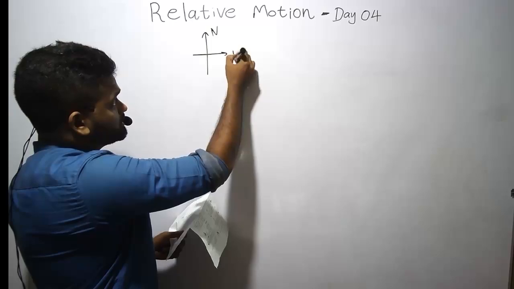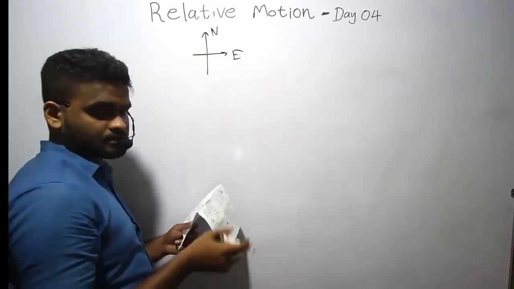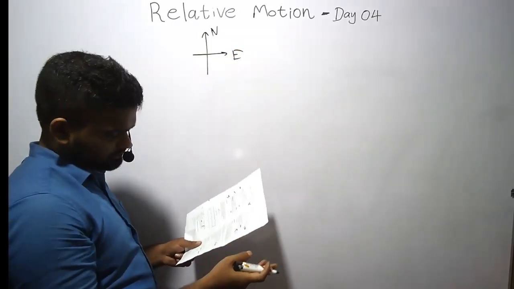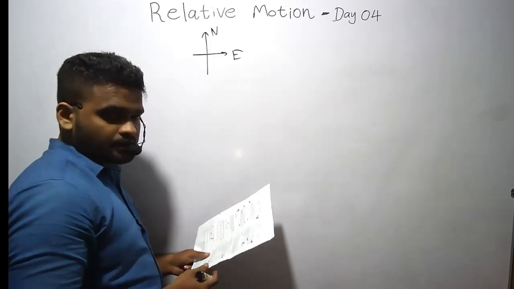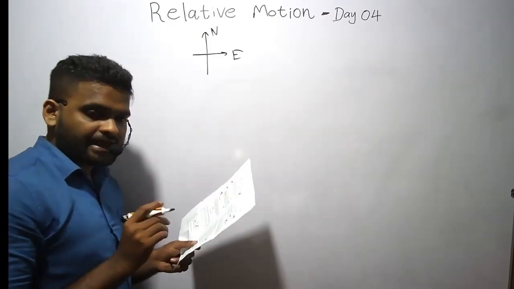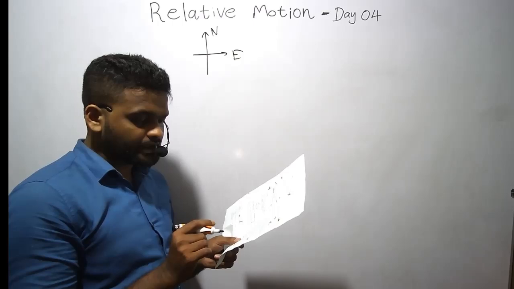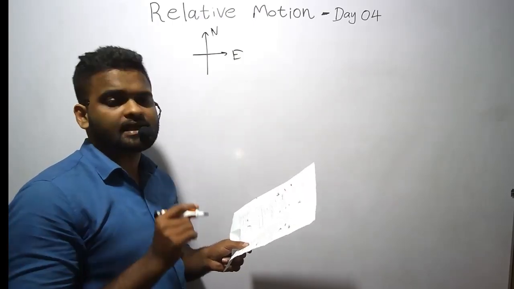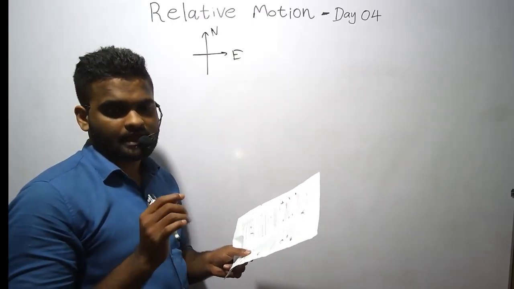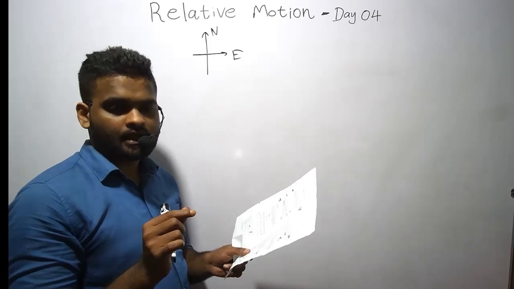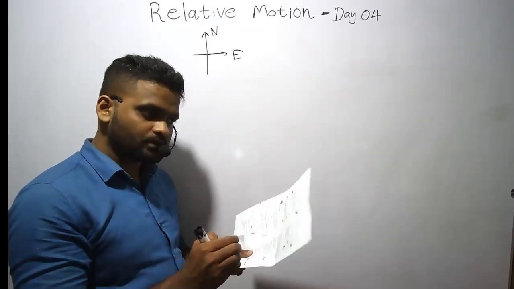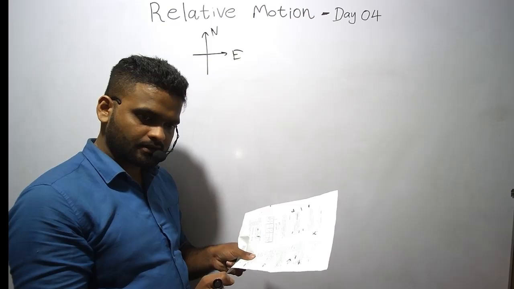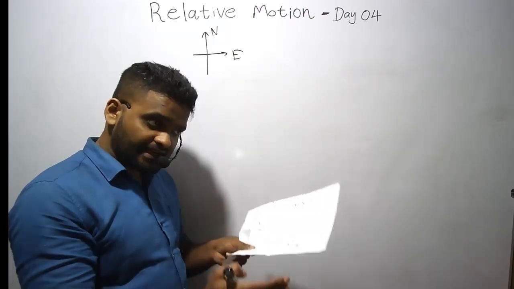So this is north. This is east. An airplane flies 300 kilometers east in still air. What does that mean? In still air, whenever still means at rest, right? Whenever something is at rest, what does it mean? Relative to that.